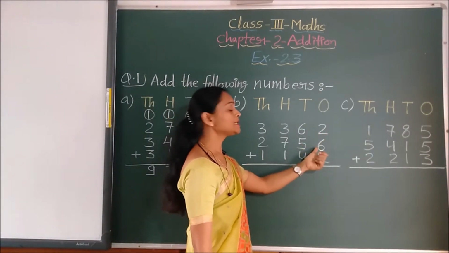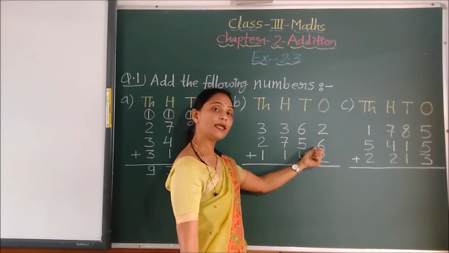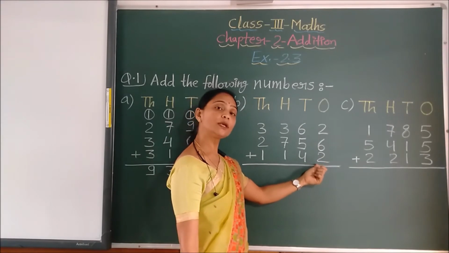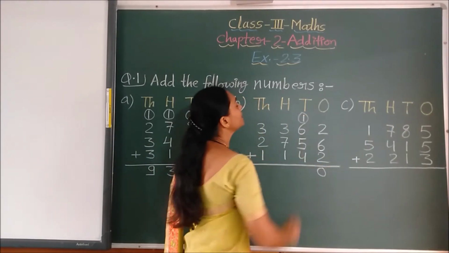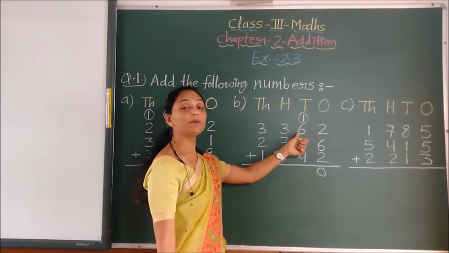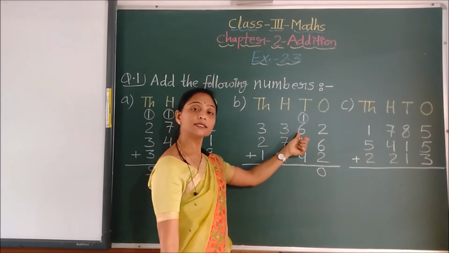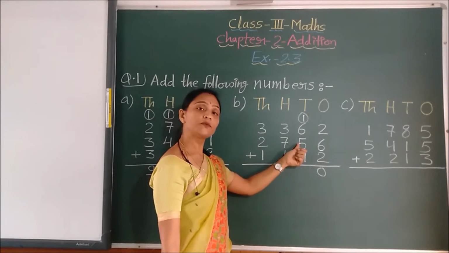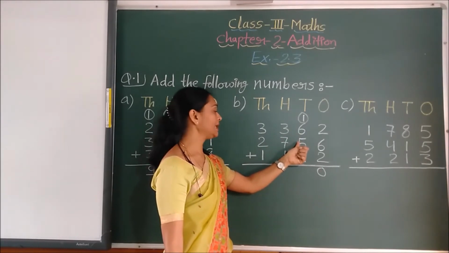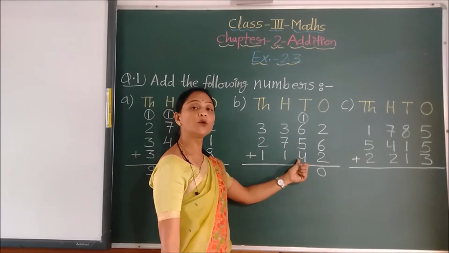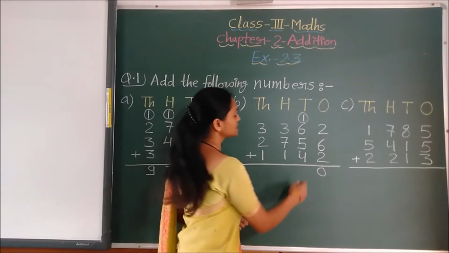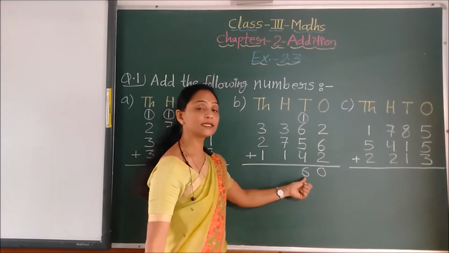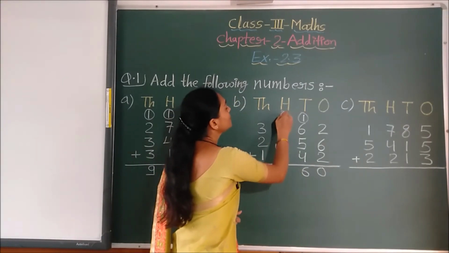See, 2 plus 6, 8, and 8 plus 2, 10. So we got here 0 and 1 carry over up. Now this 1 plus 6, 7. 7 plus 5, 12, and 12 plus 4, 16. So here we got 6 and 1 carry over up.